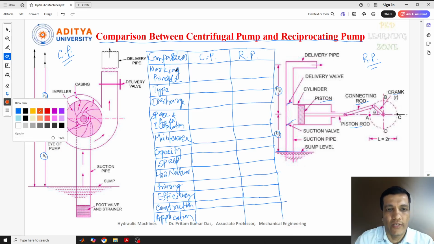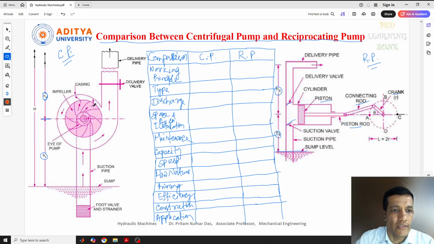So first one, working principle. If you see, this is our centrifugal pump. In the working principle, the centrifugal pump is working based on the centrifugal force. Which force is acting here? Centrifugal force. So here I can write, it uses the centrifugal force.